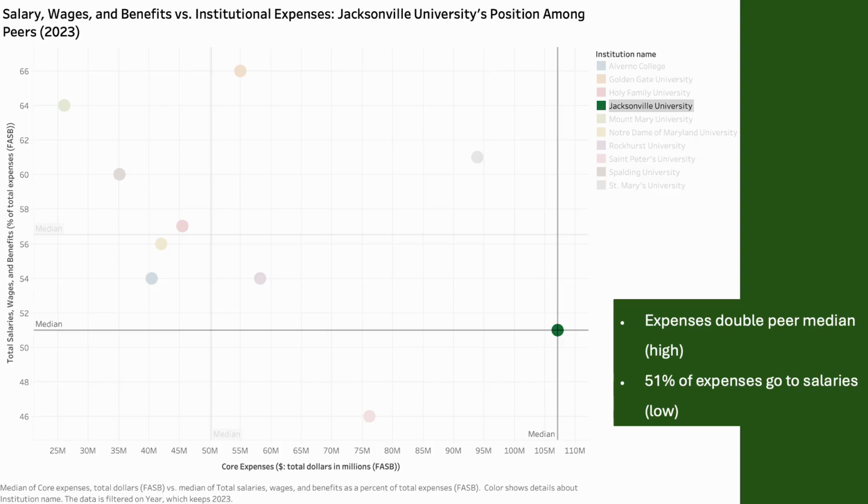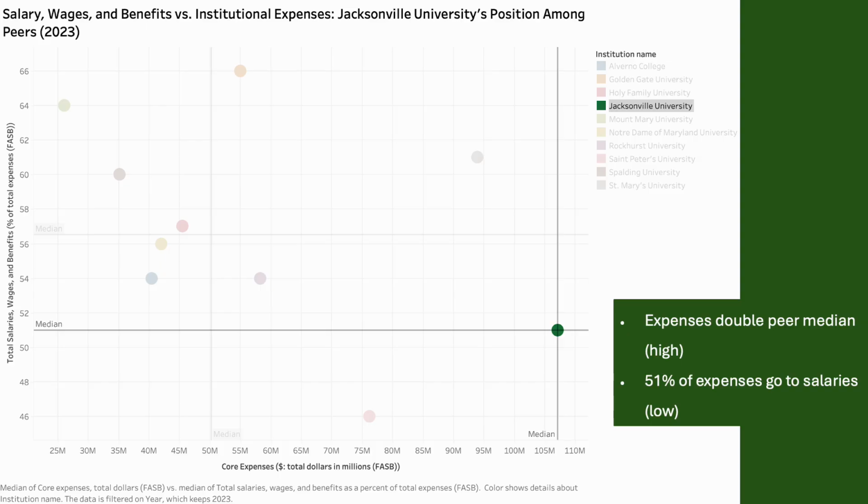This suggests JU is putting more of its growing budget into areas like infrastructure, marketing, or administrative costs instead of faculty salaries. While some investment in operations is necessary, underinvesting in faculty can create long-term risk, like difficulty attracting and keeping top academic talent. That can weaken program quality and hurt student satisfaction. This gap between high overall spending and lower faculty investment points to a bigger issue in JU's financial strategy. The next question is whether JU's financial foundation is strong enough to support these choices.